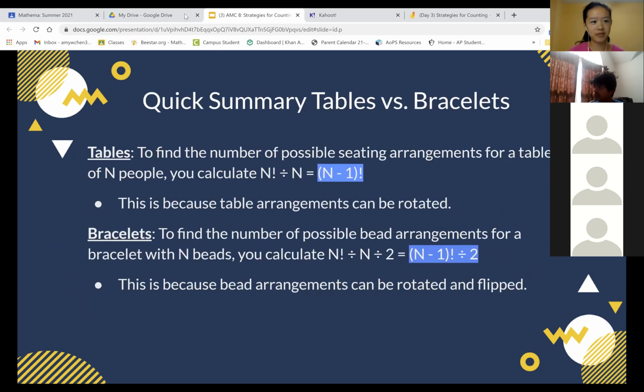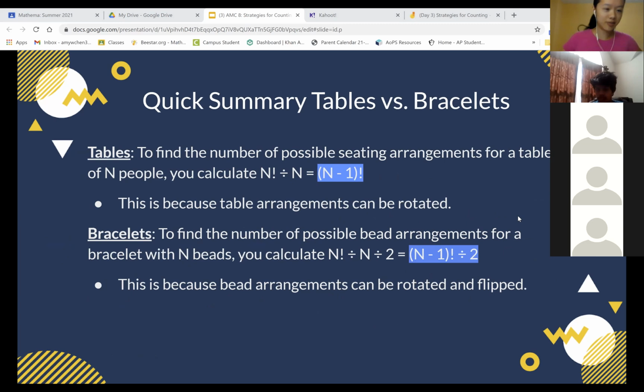And just to recap everything, for tables, to find the number of possible seating arrangements, we do n factorial divided by n, which is just n minus 1 factorial. This is because tables can be rotated. For bracelets, in addition to that, we have to divide by 2.